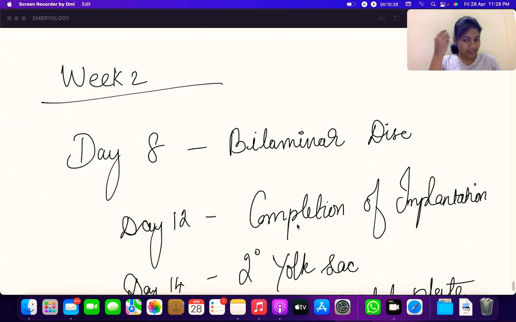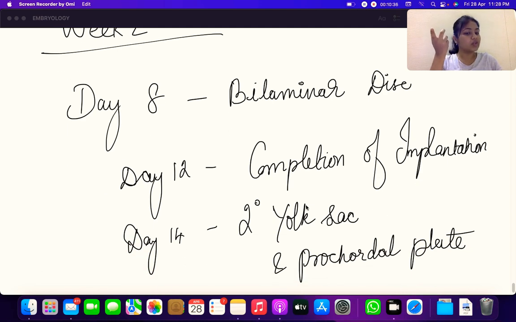So to sum up, on day 8 you have the bilaminar disc, and by day 12 the implantation will be complete, and by day 14 you will have the secondary yolk sac and procaudal plate. Thank you.